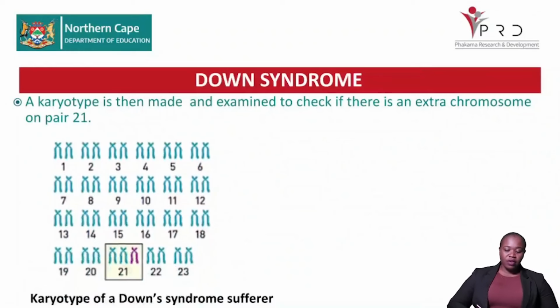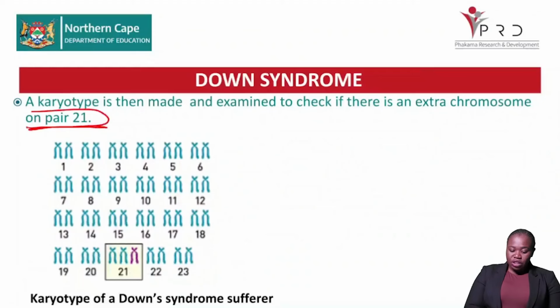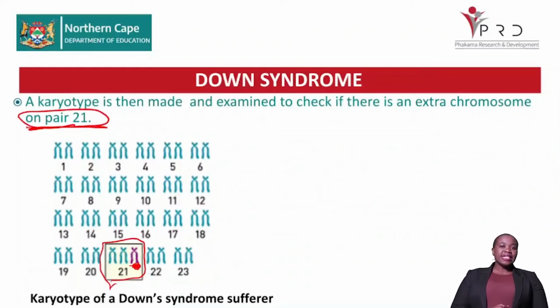Here is a karyotype of an individual with Down syndrome. So on chromosome pair 21, we would see that there's an extra chromosome. We can see that it's even highlighted with a different color just to show that there's something different happening there. So that is the extra chromosome. So questions that you can be asked here: explain why we say this individual has Down syndrome, for example. Then you would say this person has an extra chromosome on chromosome pair number 21, right?